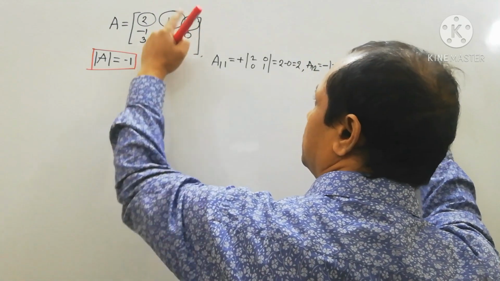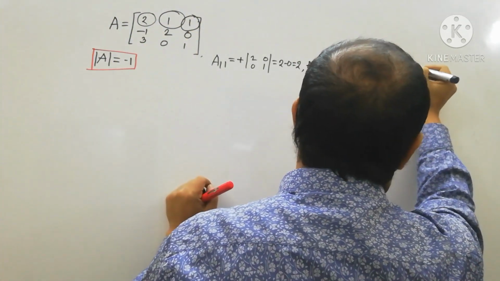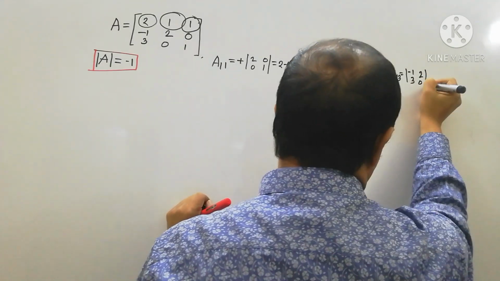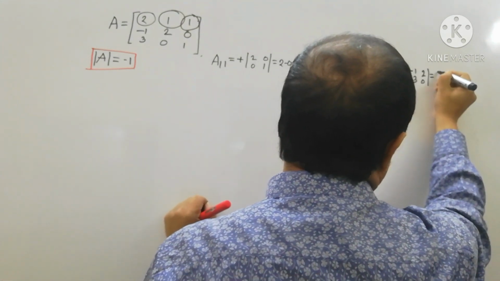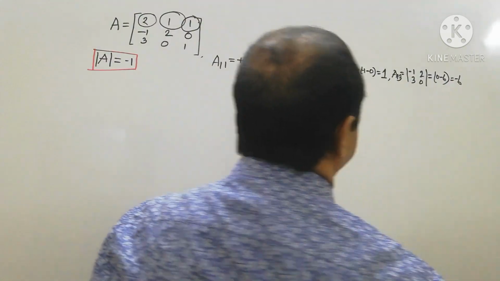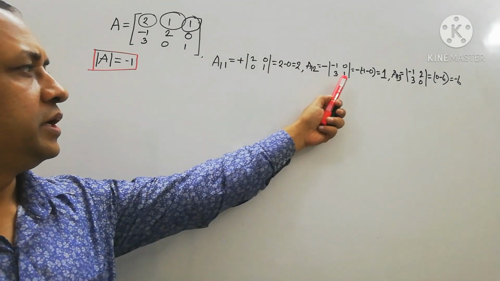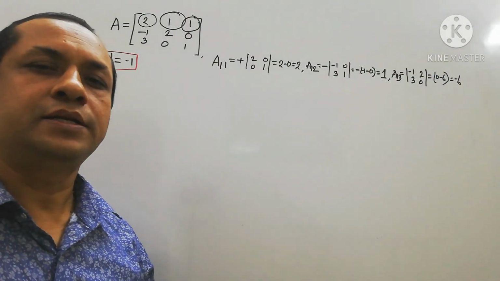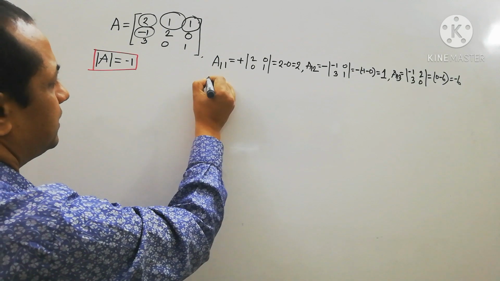So third row and first column are cancelled, then the rest of the entries are minus 1, 3, 2, 0. So students, here it is 0 minus 6, which equals minus 6. So students, here A11 is 2, A12 is minus 1 and A13 is minus 6. These are the cofactors.